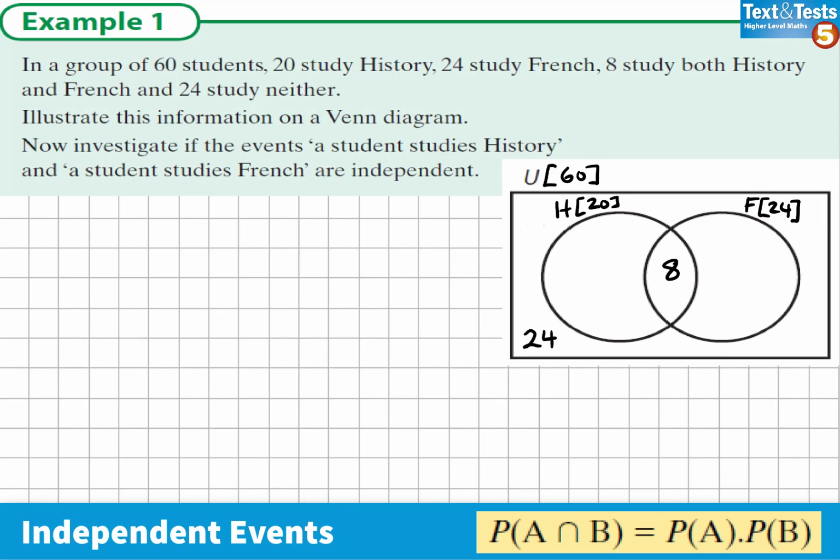24 study neither. If we take 8 from 20, we see there's 12 studying history only. 8 from 24 is 16 that study French only. So that's our Venn diagram drawn.